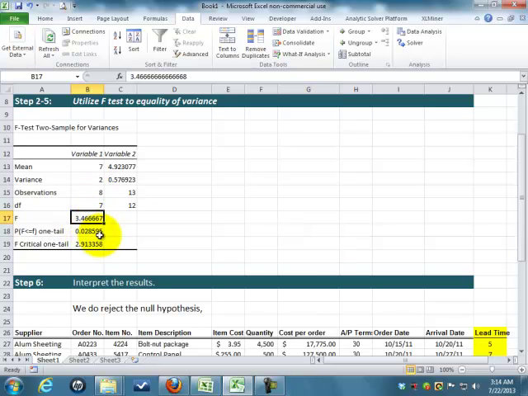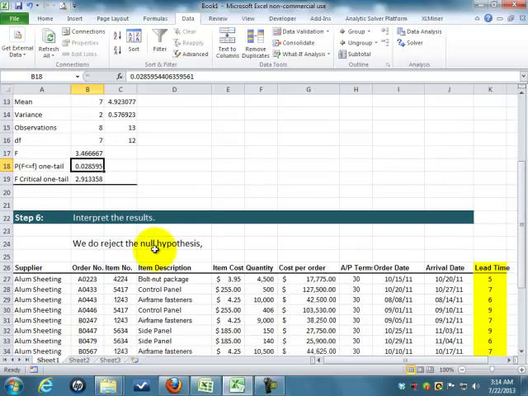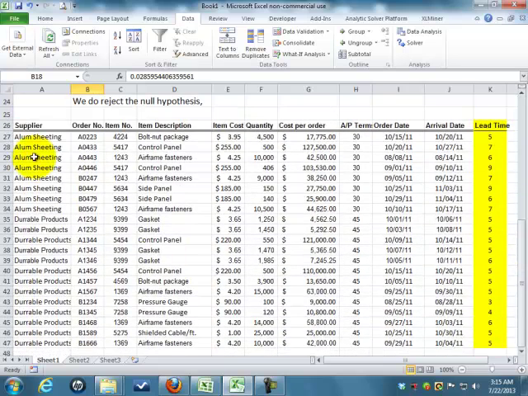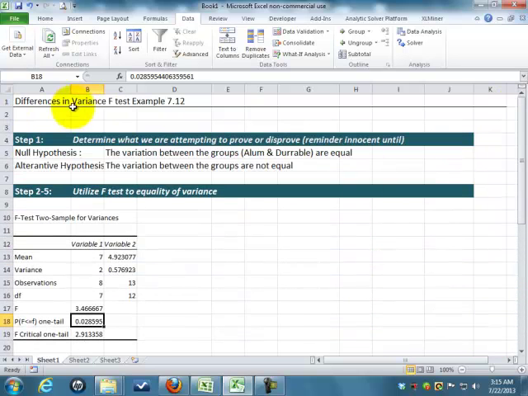But here's my F score, my test statistic. Notice that it's outside the range of the critical value for one tail. And notice my p-value is less than 5%. So we do reject the null hypothesis. So we do conclude that there is a difference in lead time between aluminum, steel, and durable products. And this aligns with the other example.